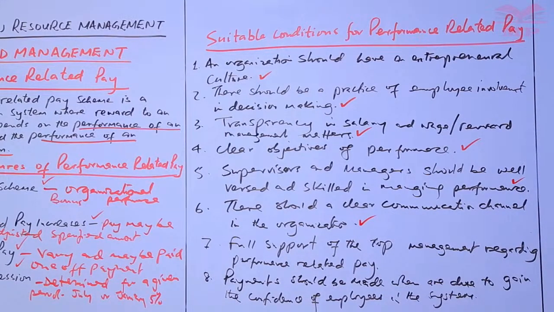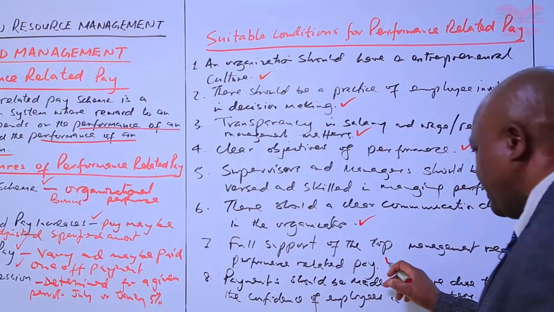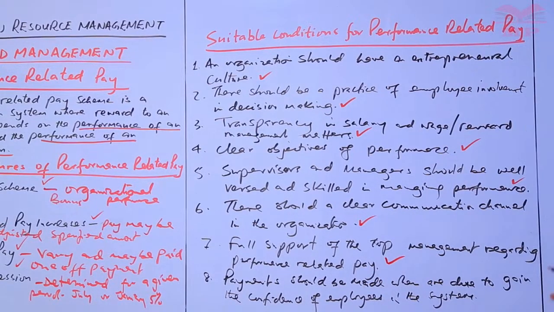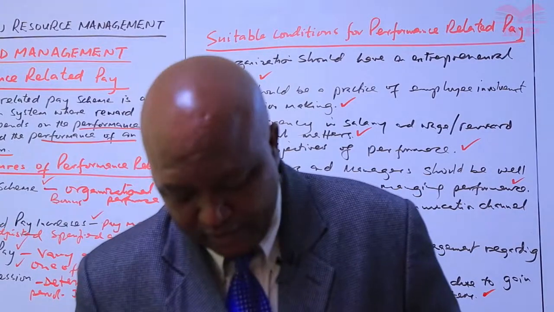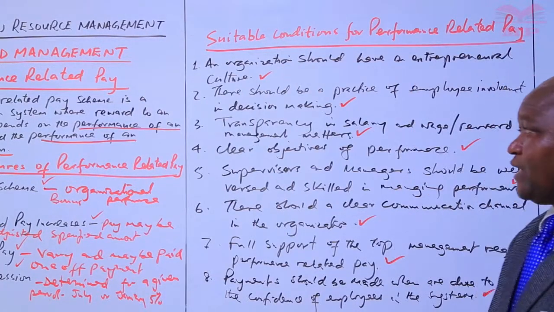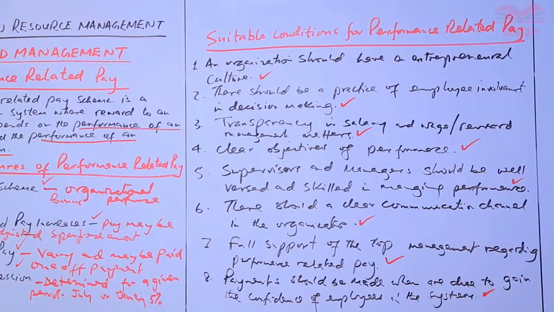Number 7, full support of the top management regarding performance-related pay. And number 8, payments should be made when they are due to gain the confidence of employees in the system of performance-related pay. So, dear learner, those are some of the suitable conditions under which a performance-related pay system can be operated objectively and successfully.